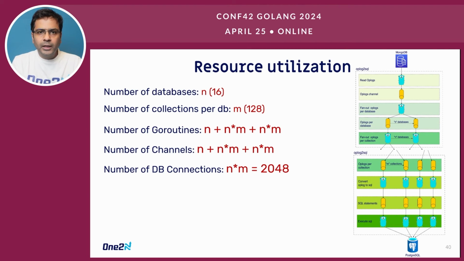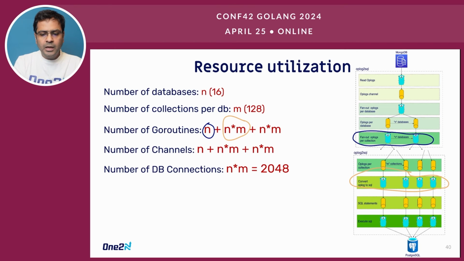In terms of resource utilization though, imagine we have 16 databases and 128 collections per database. That's on the higher side, but let's imagine that. So the total number of go routines that we'll have is n go routines to fan out oplogs per database. Then for each database, we're going to create m go routines. So there are going to be n multiplied by m of those yellow go routines.